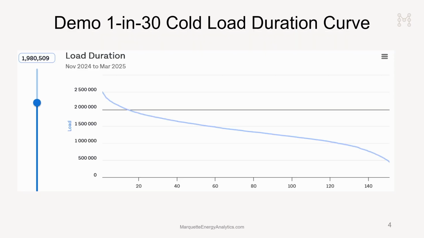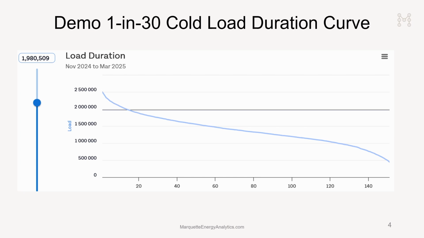This is where MCAS Planner truly shines. Instead of generating load duration curves representing the past, it projects load forecasts into future scenarios. For example, take this cold 1 in 30 load duration curve for the same area in the previous slide. This curve illustrates the forecasted loads that MCAS Planner predicts would occur under cold 1 in 30 weather conditions.